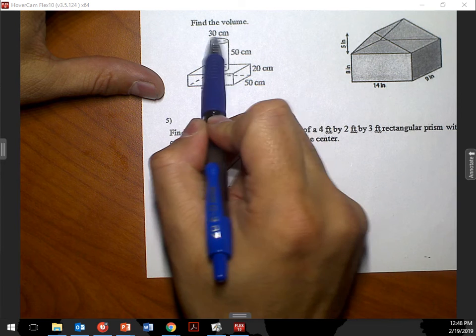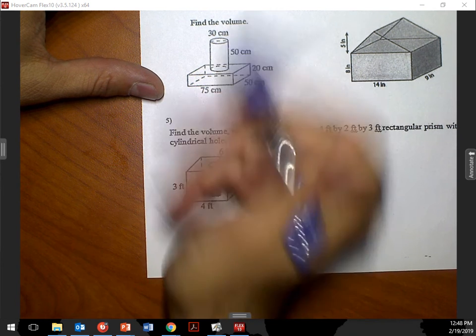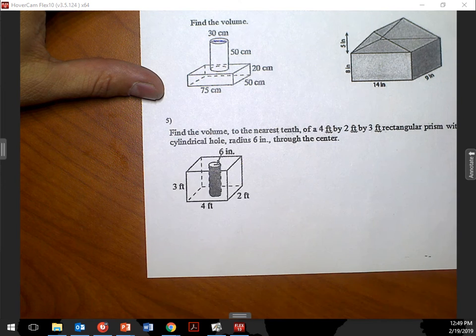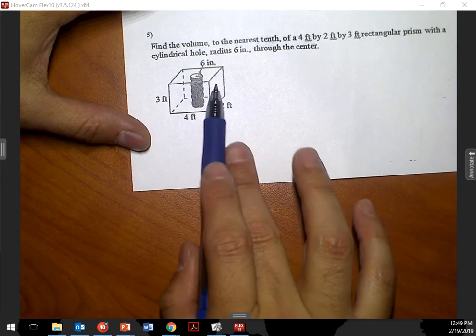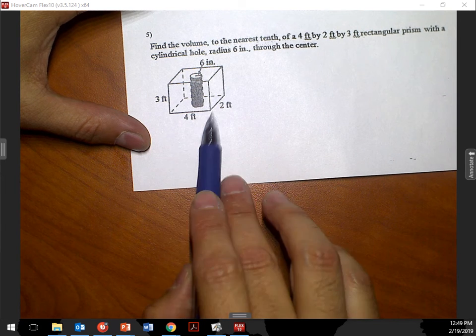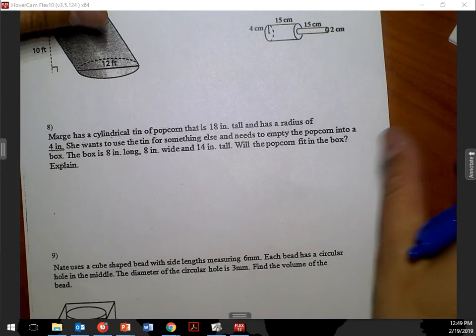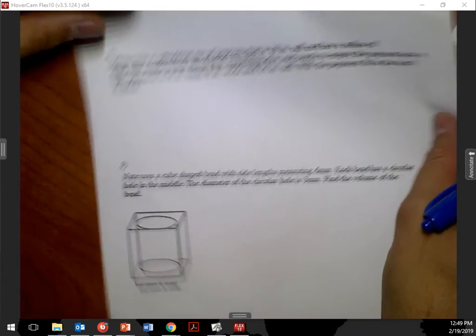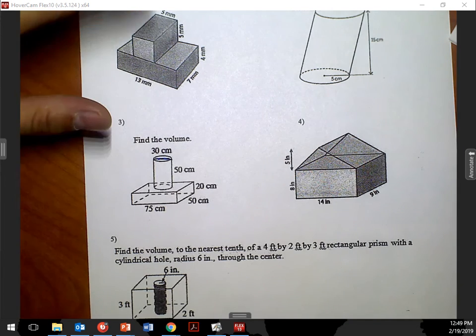Just so you know, the diameter is 30 here. So this is 30 all the way across. This one right here, I have my prism, subtract my cylinder. Cylinder and cylinder. Okay, is all this making sense? Pretty straightforward, right?